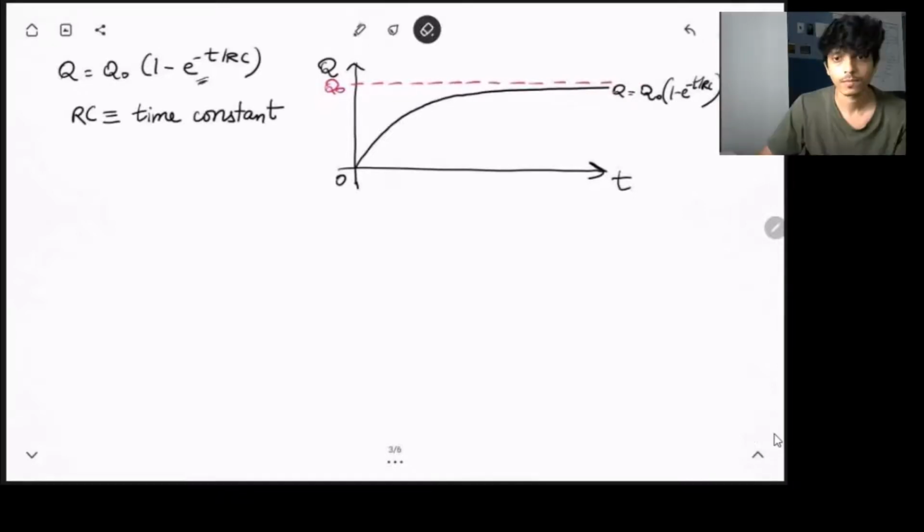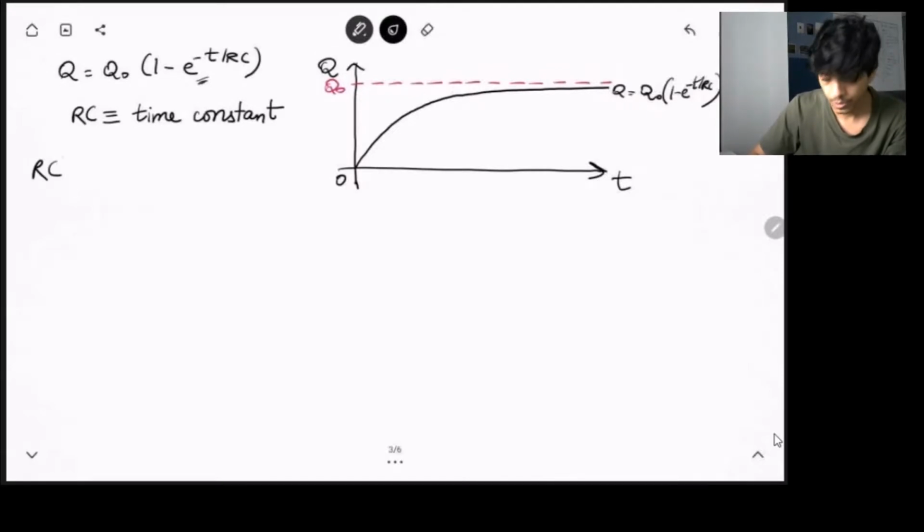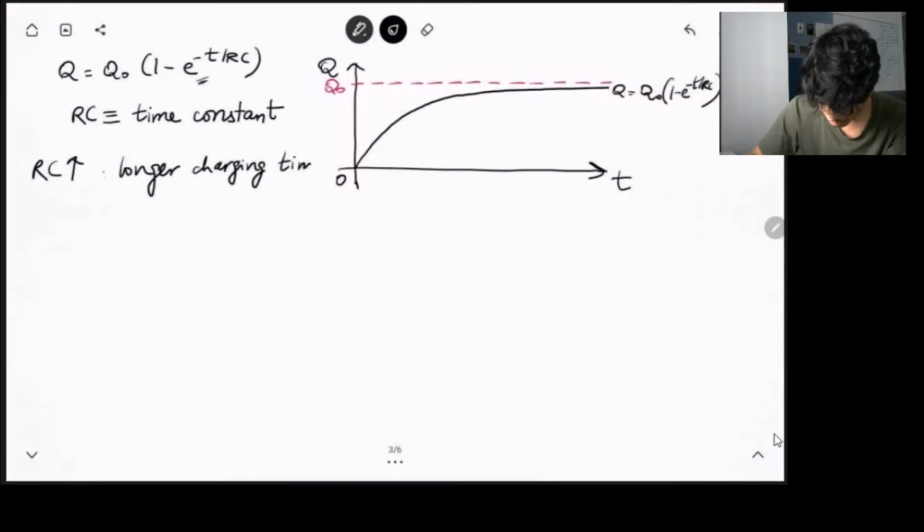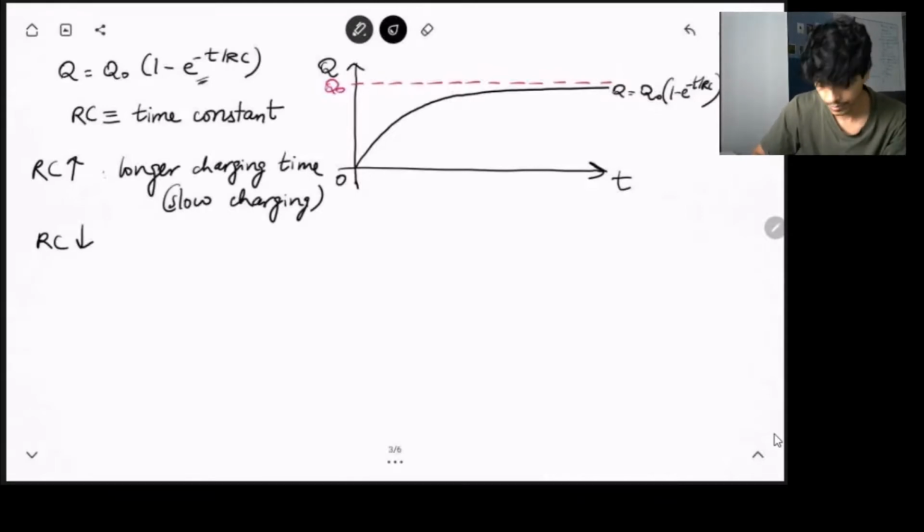And this quantity RC, it controls the rate at which this circuit will charge. So for example, if I take a value of RC that is large, then this corresponds to longer time for charging, or you might call it slow charging. Whereas if I take a smaller value of RC, this corresponds to less charging time or fast charging.